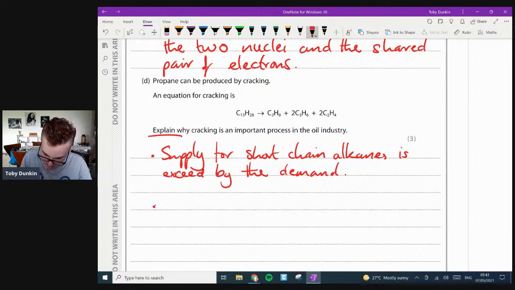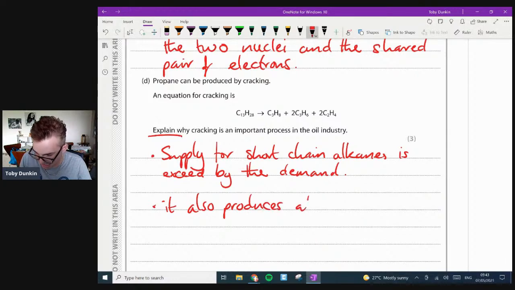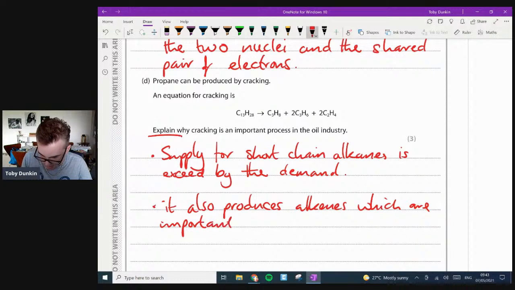The next thing is it also produces alkenes, which are important in making polymers. We're done.